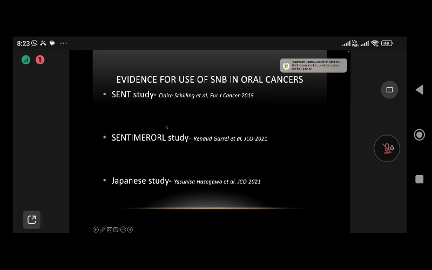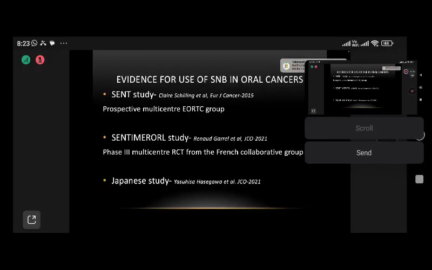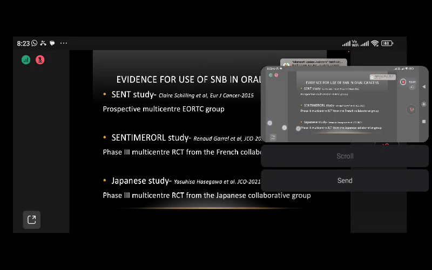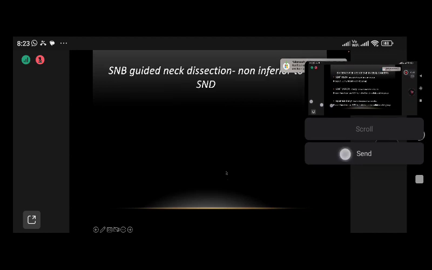The SENT study was an EORTC based study. This was not a randomized trial, but it was a prospective multicentric EORTC group study. The Sentinella study was the first randomized trial, which was a French collaborative group randomized trial. And then came the third study, which was the Japanese study, which was again a phase 3 multicentric randomized trial from the Japanese collaborative group.